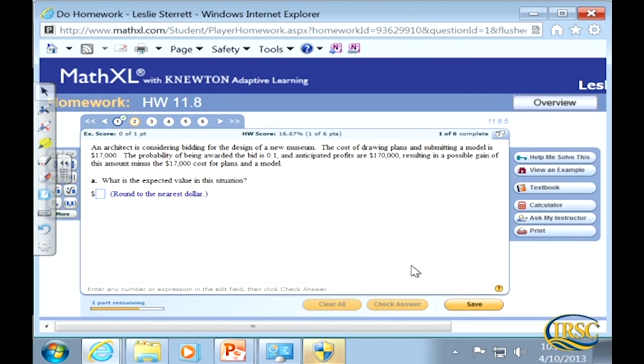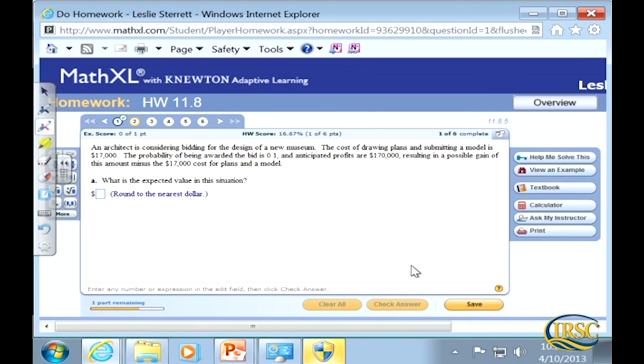The probability of being awarded the bid is 0.1, and anticipated profits are $170,000, resulting in a possible gain of this amount minus the $17,000 cost for the plans and the model. What is the expected value in this situation? Okay, so in the last problem, the chart was already made for you, but pretty much most of your problems, the chart is not made. So we're going to go back to that chart that I showed you already.